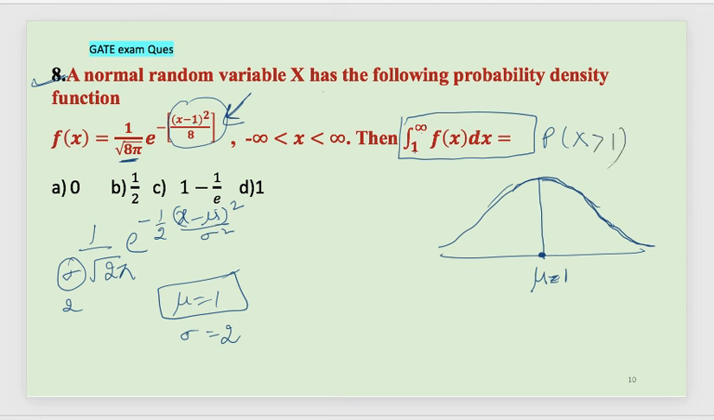And we know that this part is 50% of the area, and that part is 50% of the area. Here they are asking us 1/2, so option B turns out to be right, because this much area is a half, or you can say 0.5. So we observe that just by getting the value of the mean, we got the answer.